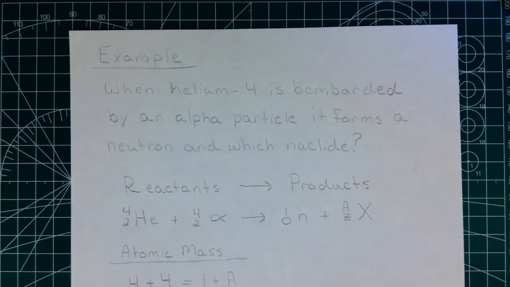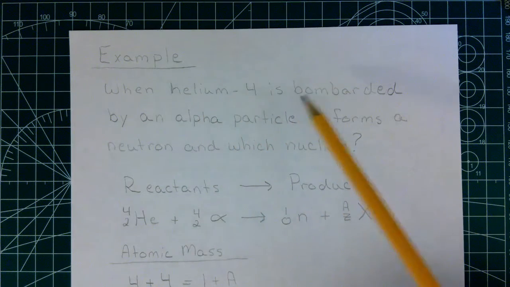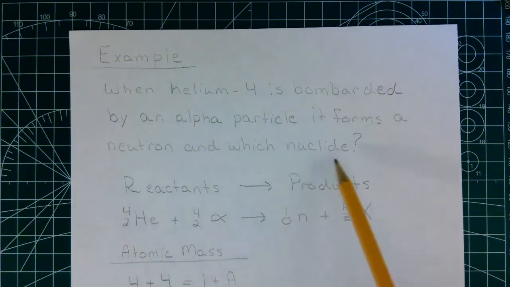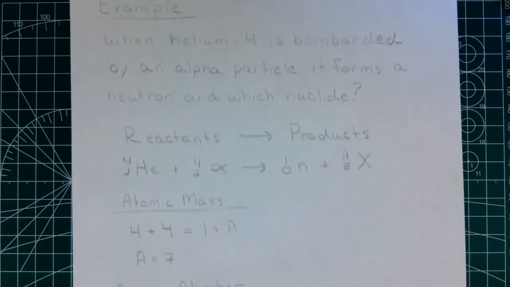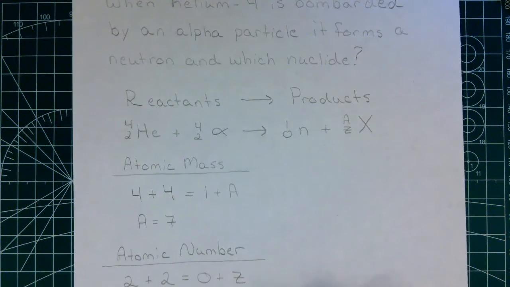Okay, so now that we've discussed all of the different forms of radiation we want to talk about, let's go over an example problem. When helium-4 is bombarded by an alpha particle, it forms a neutron and which nuclide? So this involves something that I haven't really spoken about yet, which is the fact that it is also possible to not just form a new nuclide, but also to just form a free neutron during a reaction. But we're not going to let that sway us.